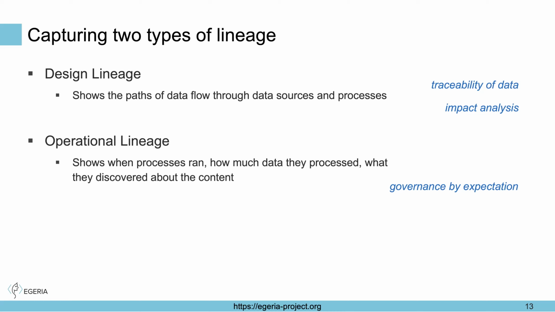Now, each of these has their own challenge. So design lineage, I talked a little bit about that before, is that we are gathering information about the data sources and the processes typically from the engines or from the deployment processes that put these technologies into the production environment. And we need to reconcile names and make sure that the capture of design lineage is in line with what is actually running.